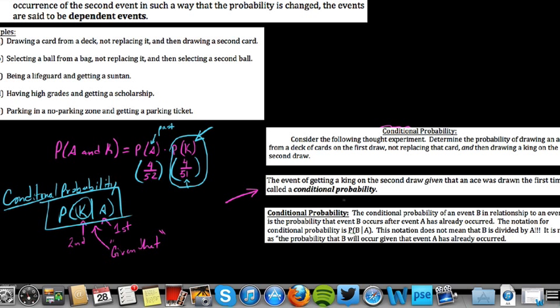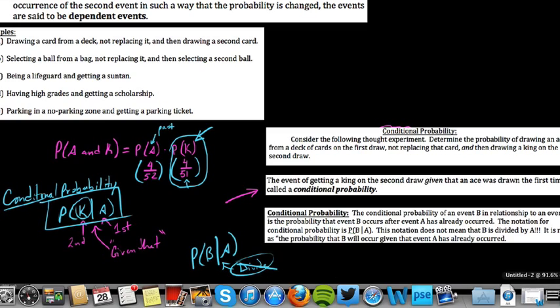So we say the notation for conditional probability is P(B | A): the probability the second event happens, given that the first event already happened. Okay. This does not mean divide. Divide. Don't do it. It's not divide.